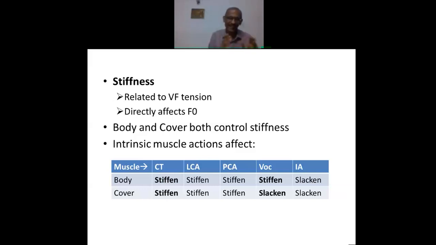Okay, so here, some things are understandable. Like you see the action of the LCA and PCA, it stiffens both body and cover. That is understandable. But again, the things in bold, the cricothyroid stiffens strongly both the body and cover. So we can see the effect of the cricothyroid in helping to increase the pitch of the voice. Now coming to the body, that is the vocalis muscle, it stiffens the body but slackens the cover. The cover becomes even more movable, that wave-like motion helps to increase with the action of the vocalis. Again, if you remember that video, how it makes the vocal fold blunt. So it becomes blunt and the cover is even more free for wave-like movement to happen. So those are the actions of the muscles on the body and cover.